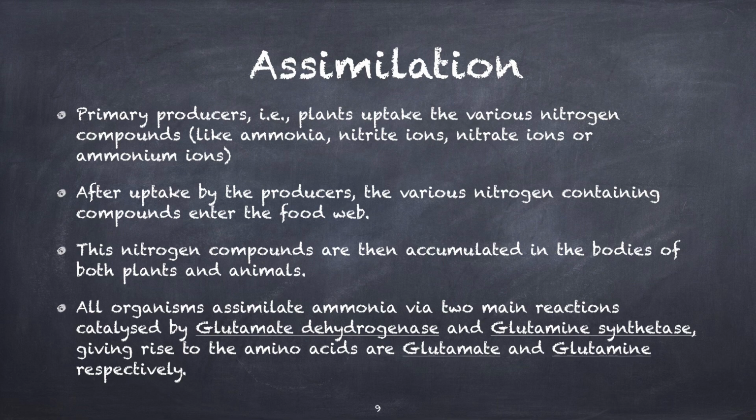Next, we have assimilation. Primary producers such as plants take up the various nitrogen containing compounds, and these compounds from plants pass through the food chain and food web to various animals, and they get accumulated in the bodies of plants and animals. These reactions are mainly catalyzed by glutamate dehydrogenase and glutamine synthetase. It gives rise to amino acids like glutamate and glutamine.